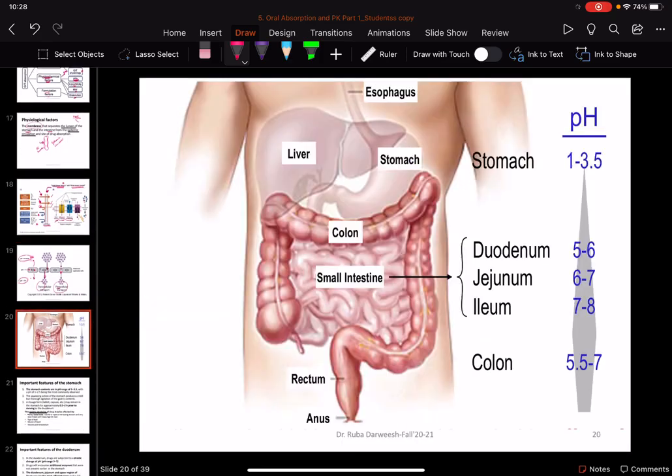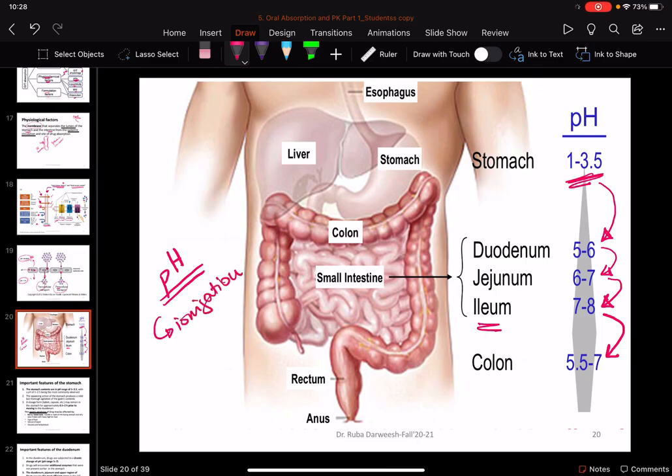Okay, as I mentioned, the pH at different sites of the GI is different. It's acidic in the stomach, then starts to increase in the small intestine, in different parts of the intestine, until it's around 8 in the ileum, which again decreases when we go to the large intestine. So changes in the pH of the physiological environment would affect the ionization of the drug. And if it affects the ionization, it affects the absorption of the drug in different ways.